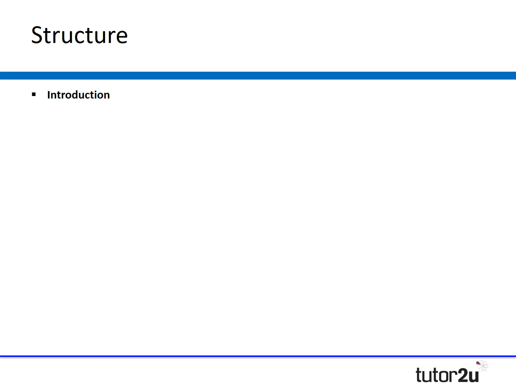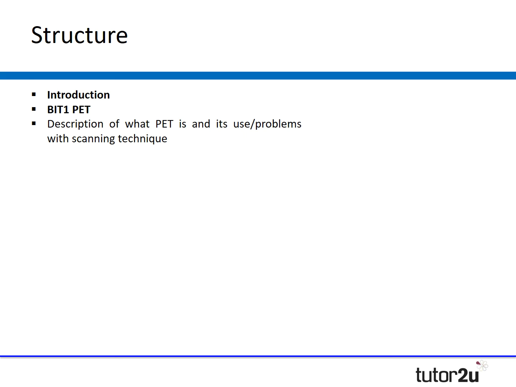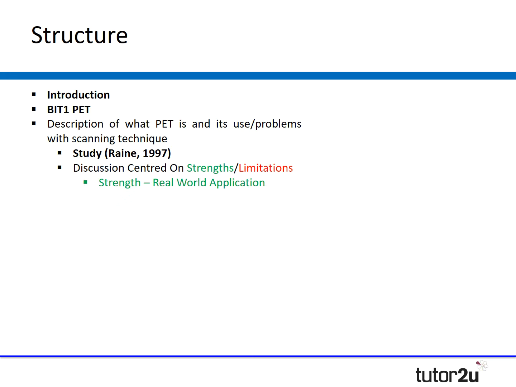If I was approaching this essay, of course you need an introduction. You're then going to talk about one of your brain imaging technologies. So I might discuss the positron emission tomography first, so PET scans, okay? We then need a description of what it is and what are the potential problems when using that technique. We're going to draw on some research, so I think I'm going to draw on a study by Raine, and then from that I'm going to look at the strengths and limitations of using a PET scan for the Raine study, okay? So that gets us halfway.